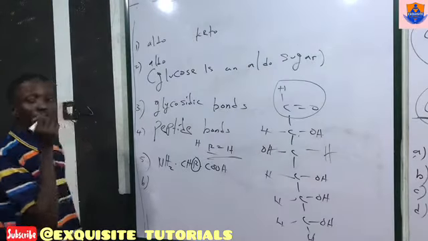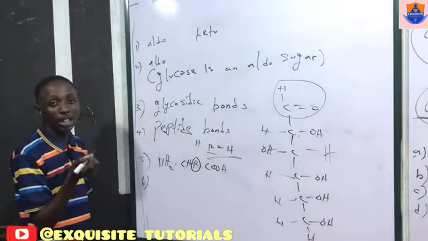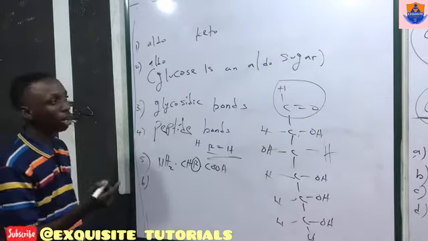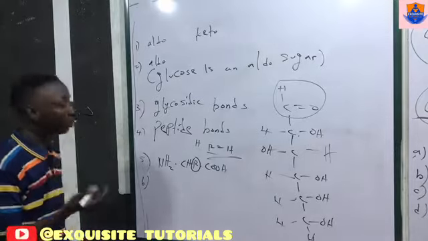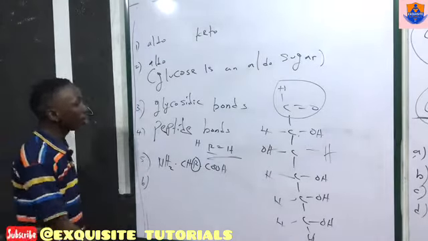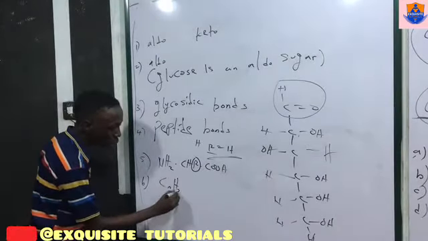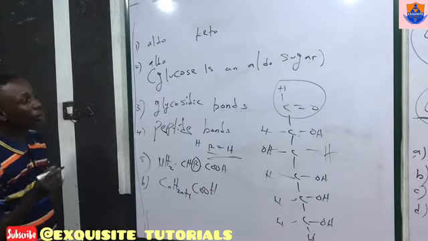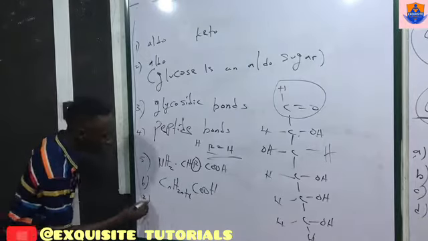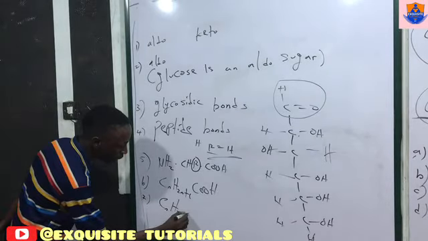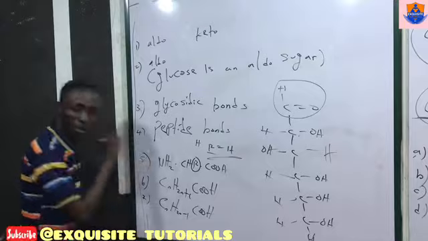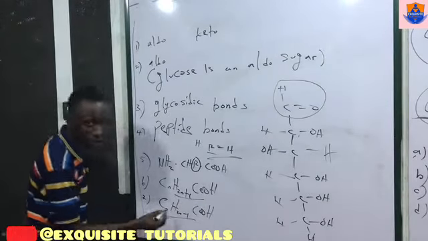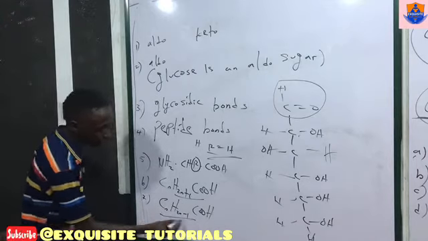Now, I said saturated fat and oil. What is their general formula? What is the general formula for saturated lipids? Now the answer is CnH2n+1COOH. What is the general formula for unsaturated lipids? It will be CnH2n-1COOH. Saturated, unsaturated.